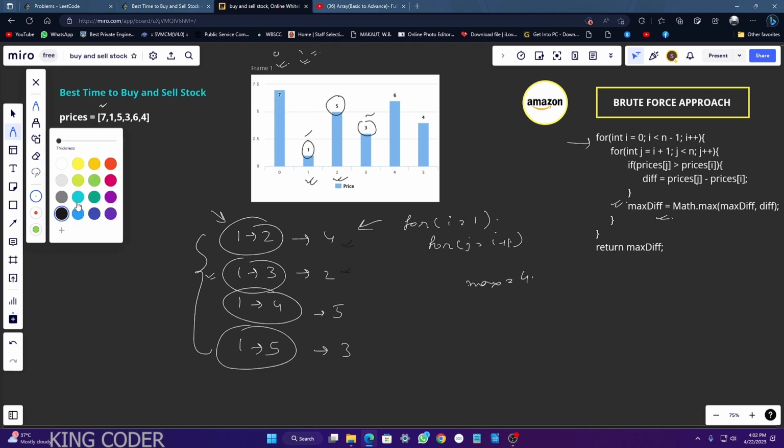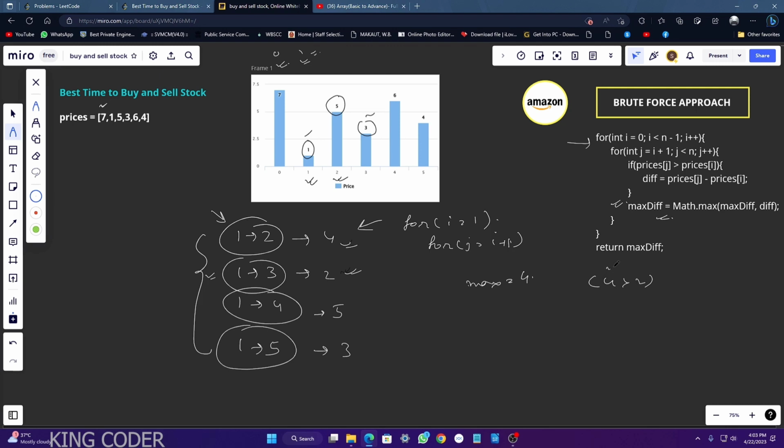Now it will check if the difference that I get is greater than my previous maximum difference. My maximum difference is 4, so it will check which is greater, 4 or 2. It will say 4, so it will remain 4. After that it will run the for loop again and come to the next position, and in this position it will again check 6 minus 1. The difference is 5. Now it will check if 4 is greater than 5. It will say no. So what is the maximum? 5 is the maximum, so max will now store 5.